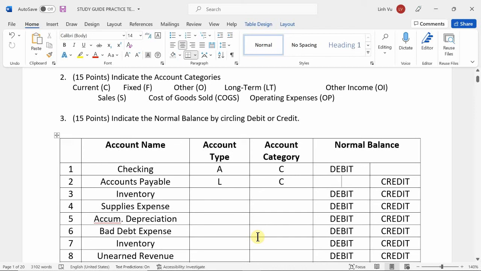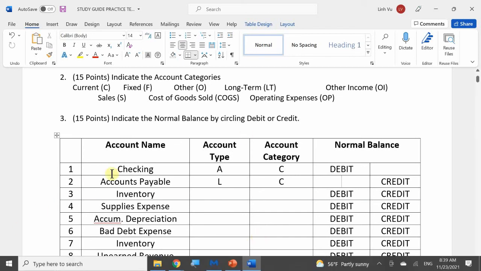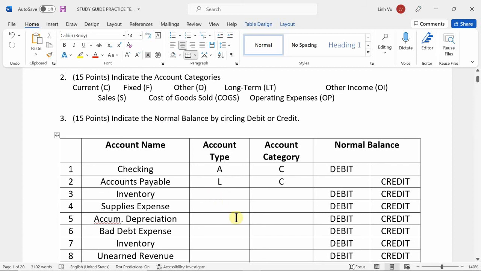What about inventory? Asset. Yes, that's right. It is an asset. Now, what kind of asset? Current. And what kind of balance would it normally have? Debit. Yes.